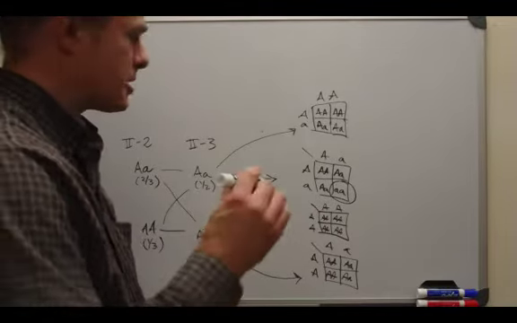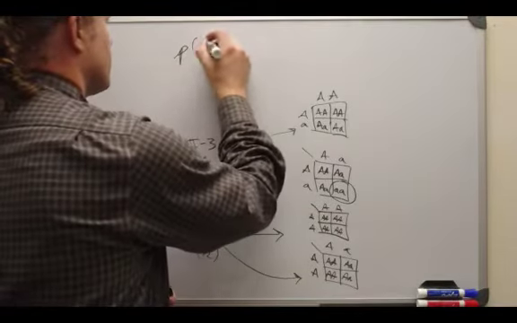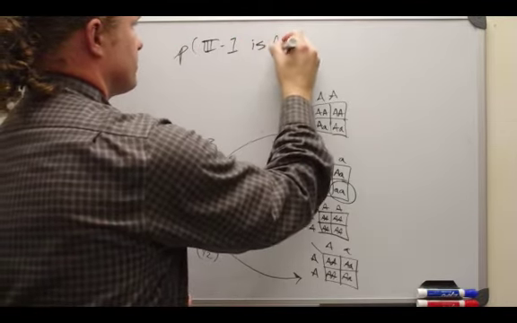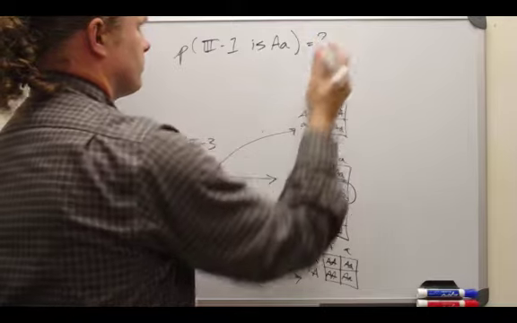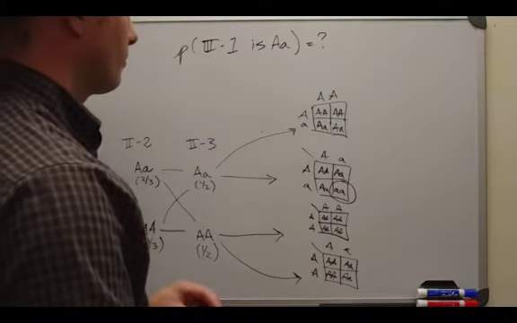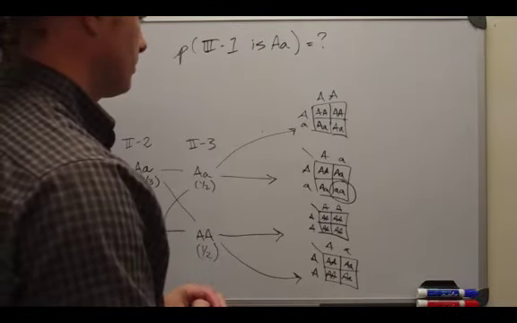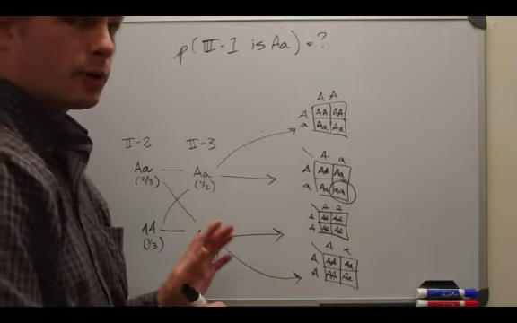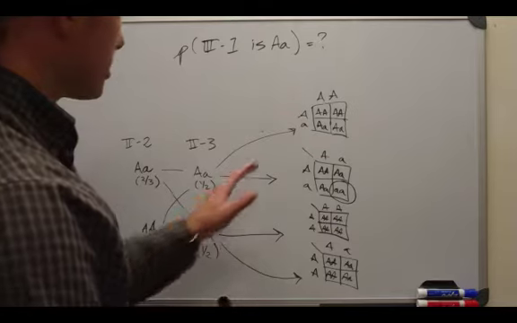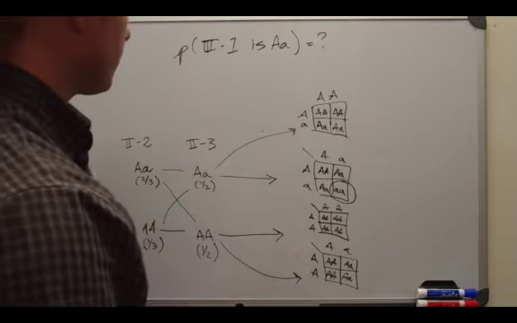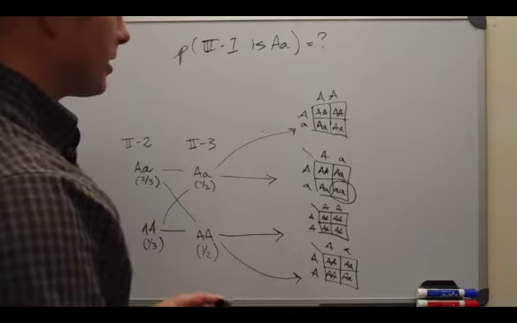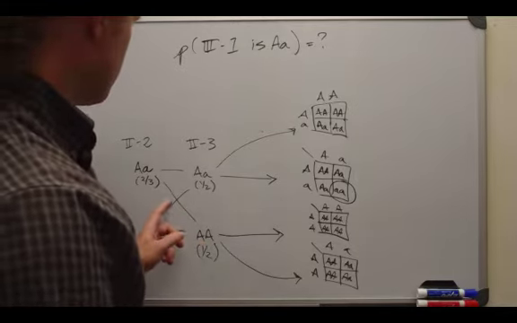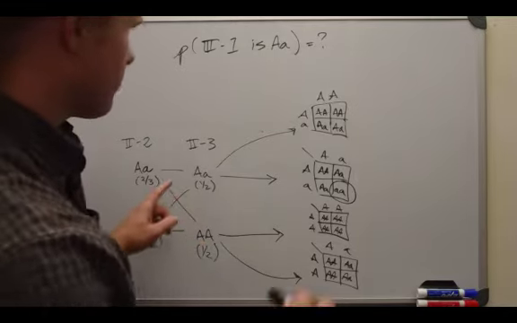Okay, so now let's assess the probability that 3-1 is a carrier. This one's a little bit more complicated because there's more than one way for this to come about. And as you can see from the matrix, there's a number of different options. So the probability that they are a carrier could be explained a number of different ways.